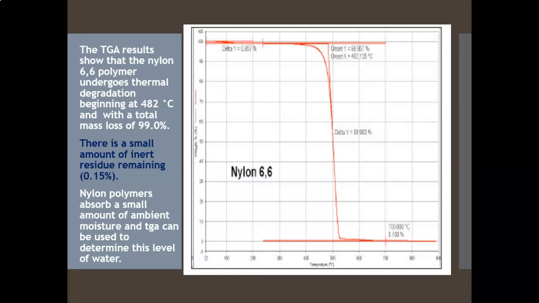There is a small amount of inert residue remaining, which is 0.15% right here. The nylon polymer absorbs a small amount of ambient moisture, and TGA can be used to determine this level of water.